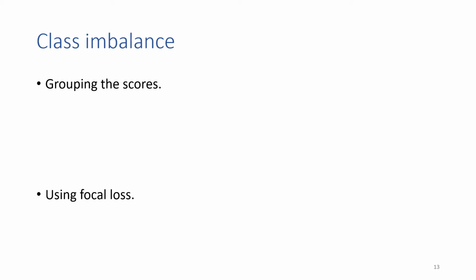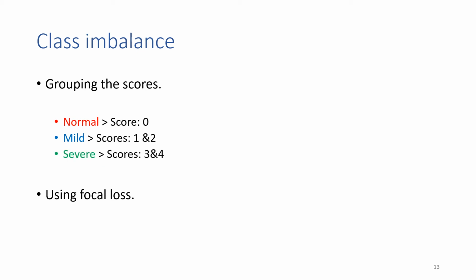In the first one, we grouped the scores into three classes: score 0 for normal subjects, for example, patients who are at a very early stage of Parkinson's disease, scores 1 and 2 for subjects with mild symptoms, and scores 3 and 4 for subjects with severe symptoms. In the second strategy, we utilized focal loss to train our multi-class classification task. This focal loss helps us to downweight easy classes and better weight rarer classes by adding a factor to the standard cross-entropy loss.